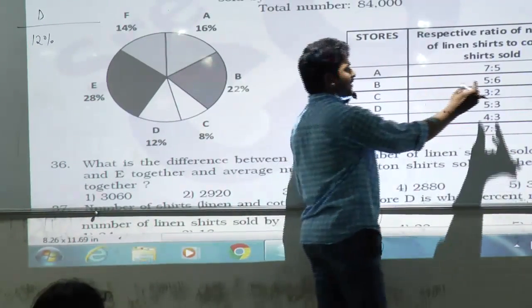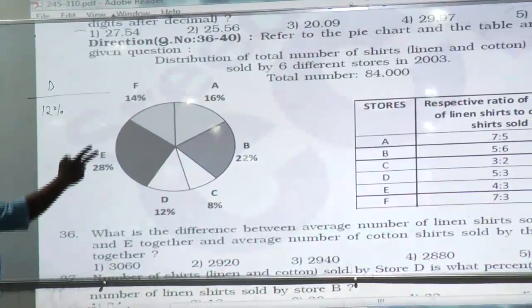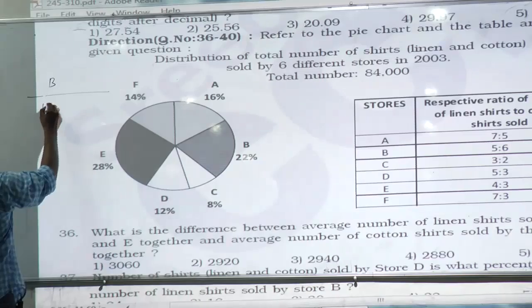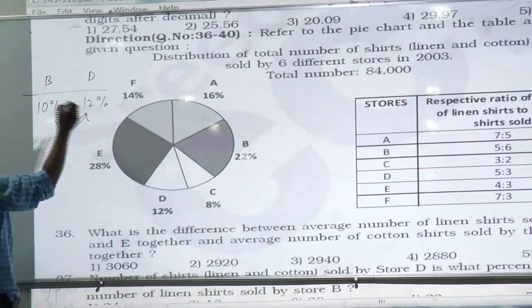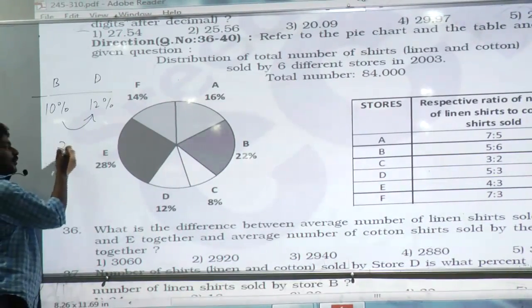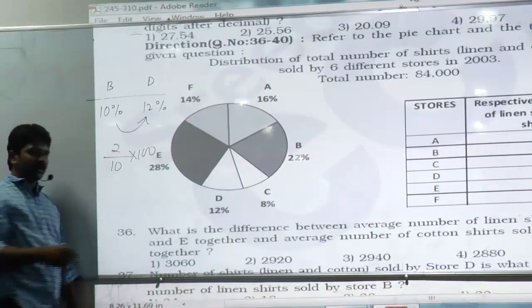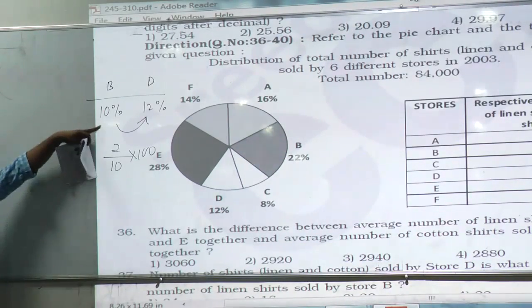B, in total how many parts do we have? 11 parts. 11 parts is equal to 22%. 1 part is 2%. And linen shirts are 5 parts, which is equal to 10%. And for D we have 12%. They asked about how much percent more. 2 out of 10 into 100. How much is that? 20%. 20% more. You're not just asked about the difference, you're asked about how much percent more. 2 out of 10 is 20%.